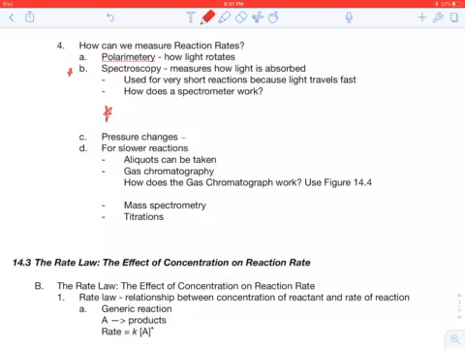You can also measure pressure changes just by using a barometer or a manometer. For slower reactions, you can take aliquots, which are samples. The word aliquot just means a sample. So you can take a little sample and you can either use gas chromatography, so you can look that up. You can use mass spectrometry, which you should also look up, or you could use titrations. We are going to actually use these a little bit later.